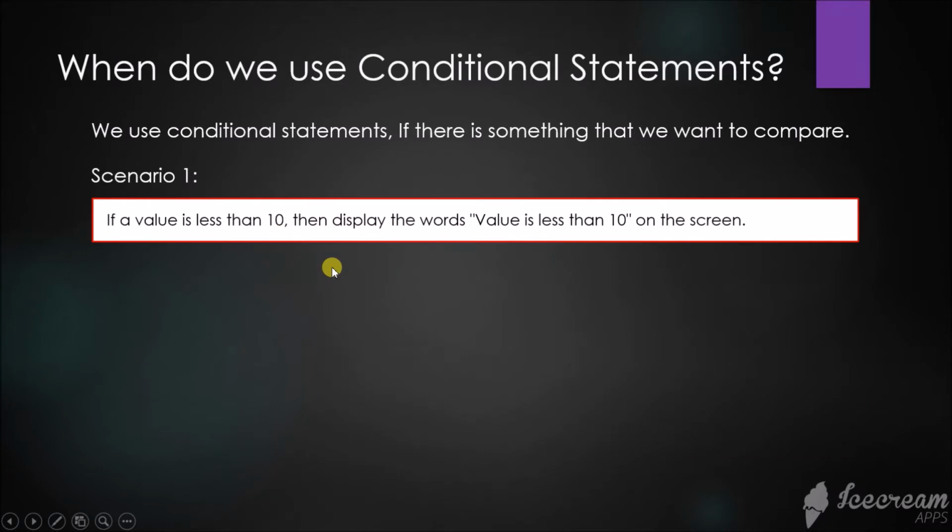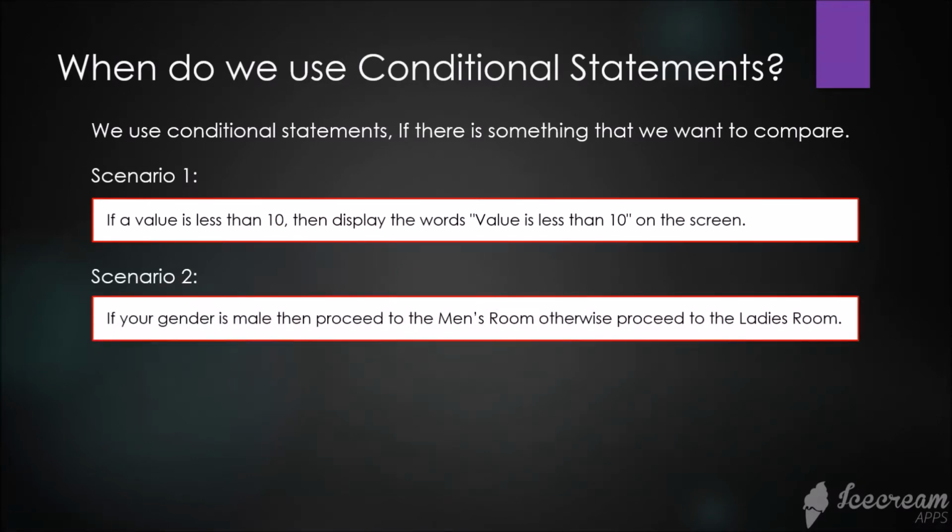Okay? So another scenario: if your gender is male, then proceed to the men's room. Otherwise, proceed to the ladies' room. What are the things that we're trying to compare here? Basically, the gender. If you're male, proceed to the men's room. Otherwise, if female, then you go to the ladies' room. So we're trying to compare the two genders, male and female.